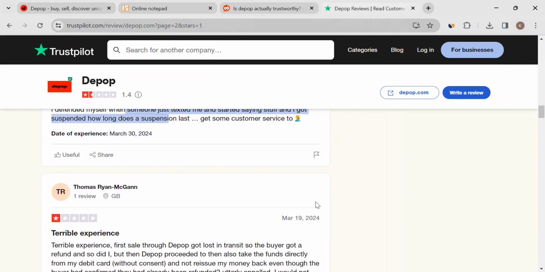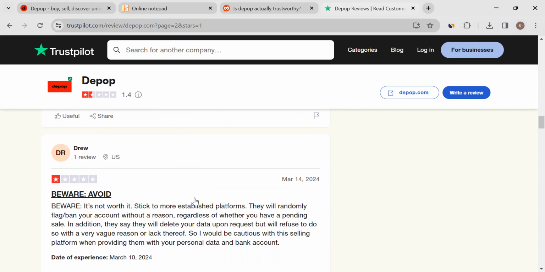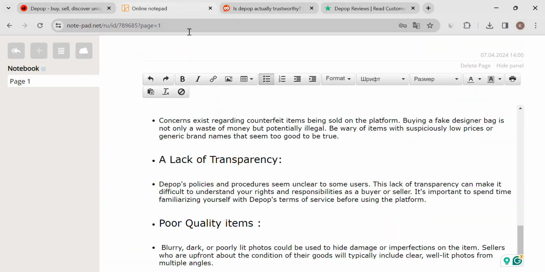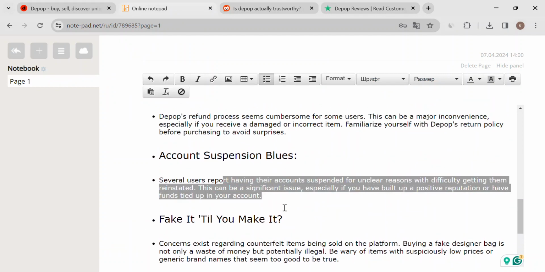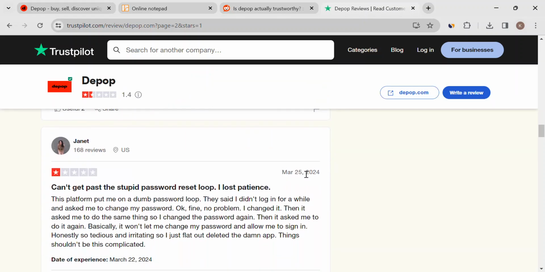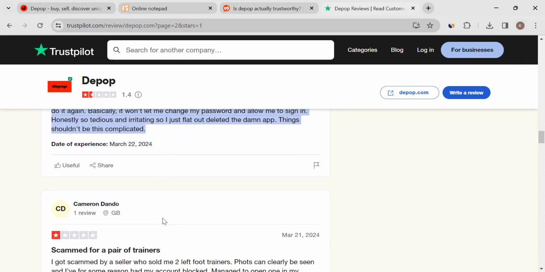Fake it till you make it. Counterfeit items are a concern. Who wants a fake designer bag? Not you. Be wary of super cheap prices and generic brands that seem too good to be true. Depop's rules can be confusing. It's important to understand your rights as a buyer or seller. Spend some time reading Depop's terms of service before you start shopping or selling.